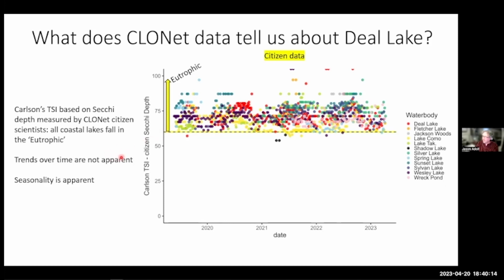Pretty firmly. The eutrophic line is drawn in black and yellow here. There aren't very many trends apparent in the data since 2019 through present, when we've been sampling, but there is this distinct seasonality. You can see the trophic state index goes up and down, which is saying in this case that the Secchi depth is going up and down. So based on citizen measurements of Secchi depth over the years, Deal Lake comes out with a TSI in the eutrophic range.